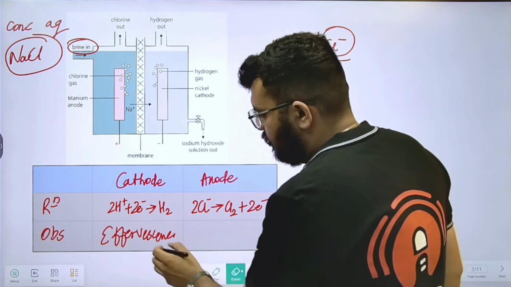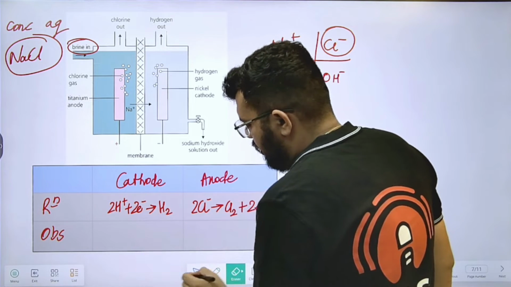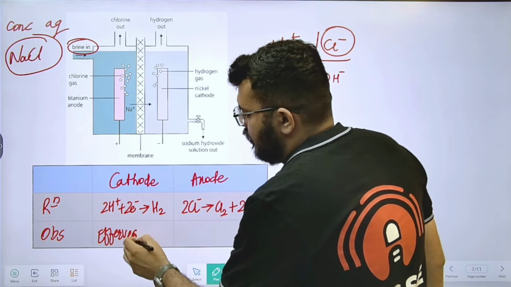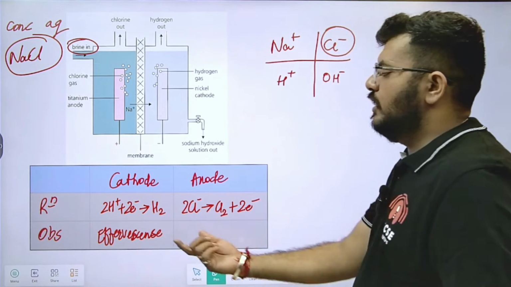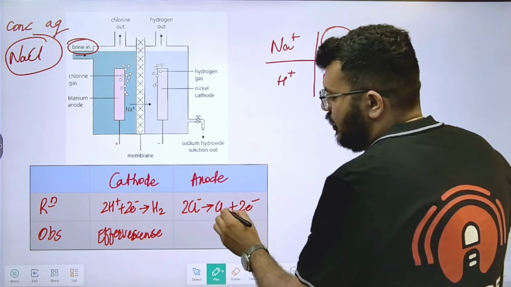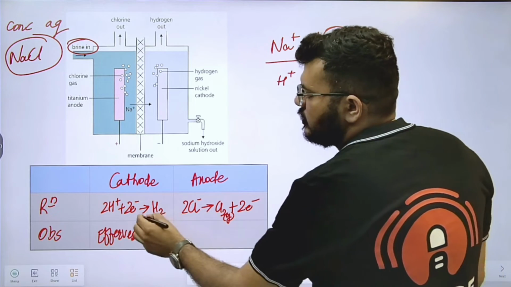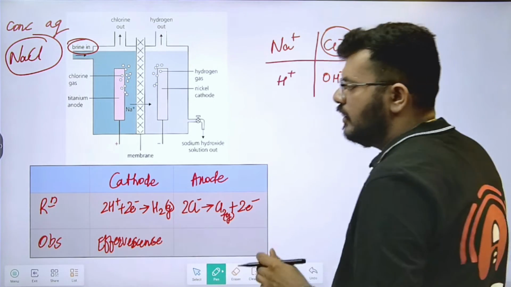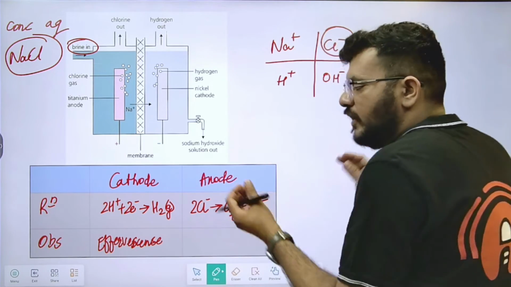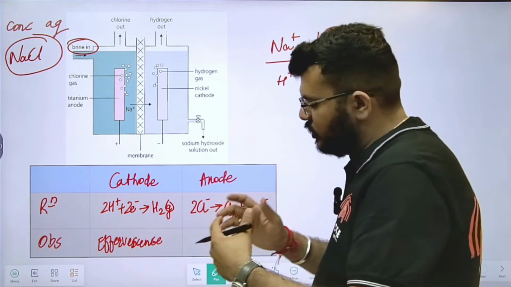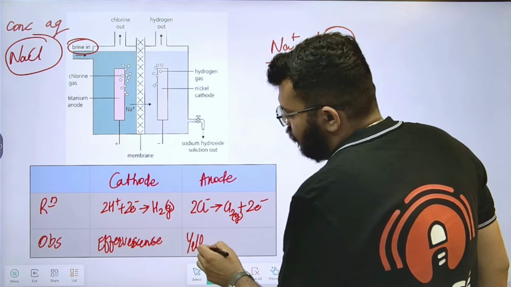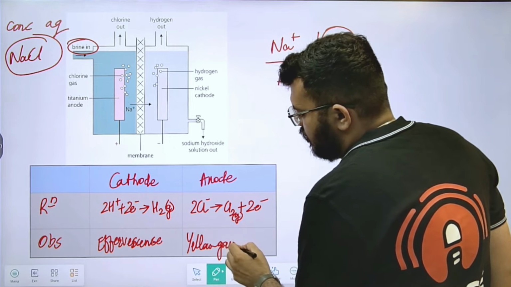What is your observation? Your observation is effervescence, right? Effervescence is taking place, and here obviously effervescence is taking place because the chlorine produced is in the form of gas. Also, I have not written everywhere, but if it is a redox reaction, you are expected to write state symbols. So wherever I have not, when you're making notes, please include state symbols. Here yellow green gas is produced.